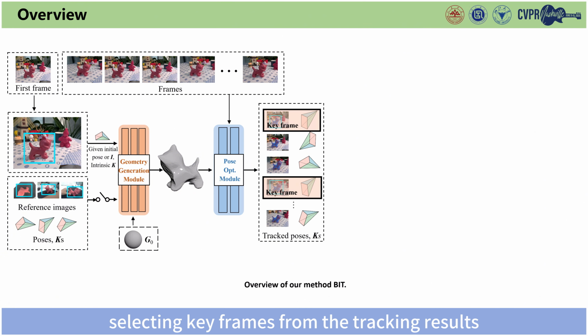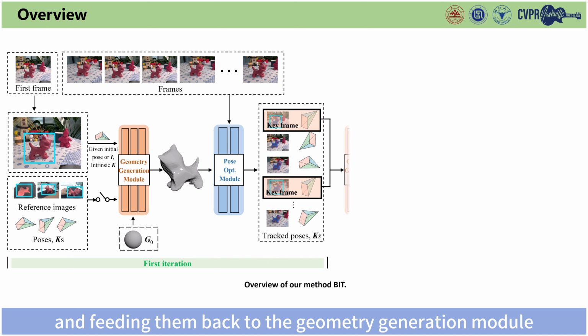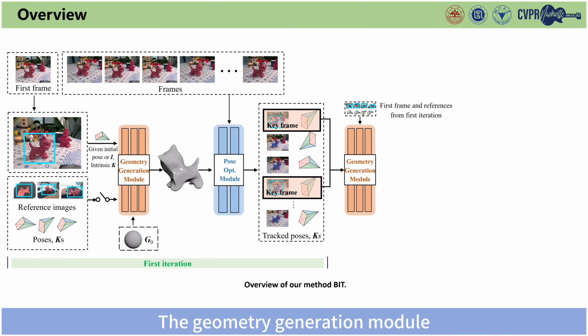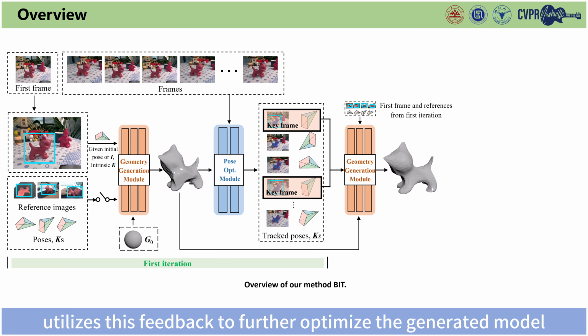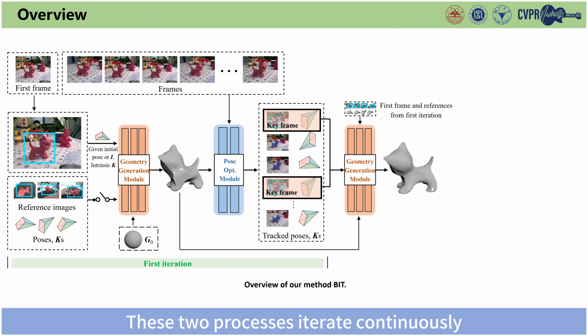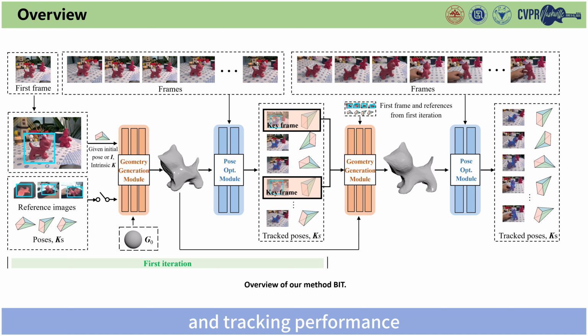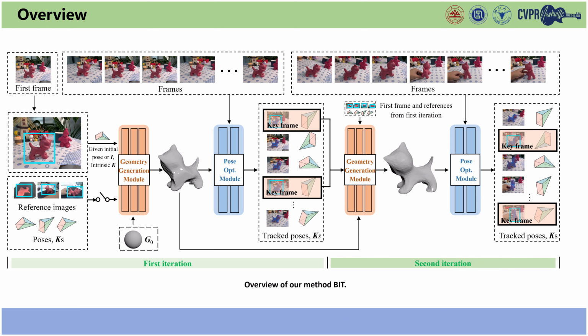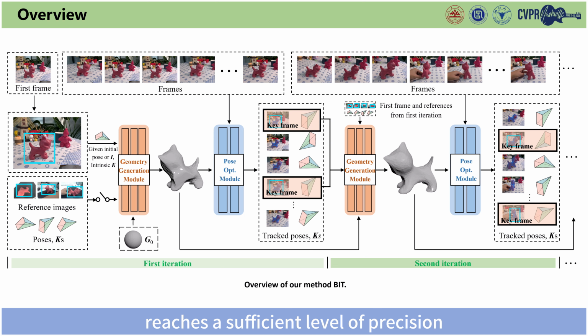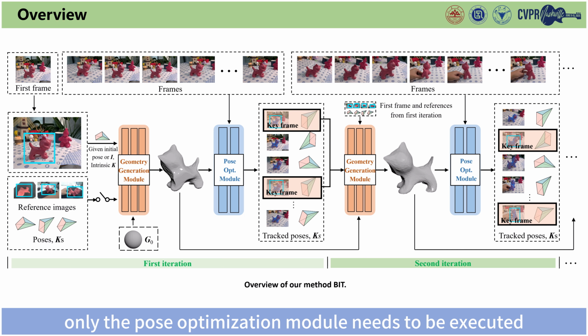It selects keyframes from the tracking results and feeds them back to the geometry generation module. The geometry generation module, in turn, utilizes this feedback to further optimize the generated model. These two processes iterate continuously, simultaneously optimizing both the generated model and tracking performance. Once the generated model reaches a sufficient level of precision, only the pose optimization module needs to be executed.